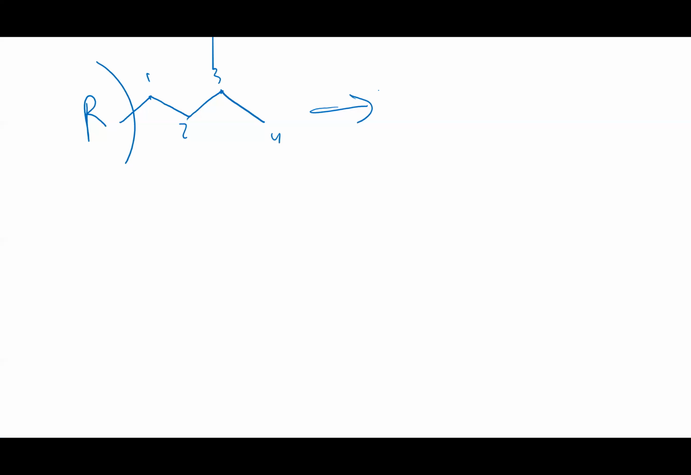Okay. So what if I take the end off? So I have my R. I have 1, 2, 3. And I'm going to take the 4th carbon away, and I'll stick it on the 1st carbon. That's one isomer. Okay, what's another isomer?